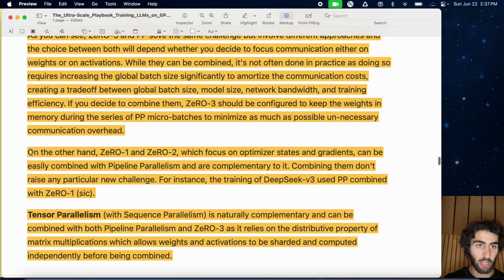And now let's talk about a better compromise, which is to say that ZeRO-1 or ZeRO-2, which focuses only on the optimizer states in the case of ZeRO-1 and on both the optimizer states and gradients in the case of ZeRO-2, can be easily combined with pipeline parallelism and are complementary. Combining them does not raise any challenges. So for instance, when DeepSeek-V3 was trained, pipeline parallelism was used along with ZeRO-1.